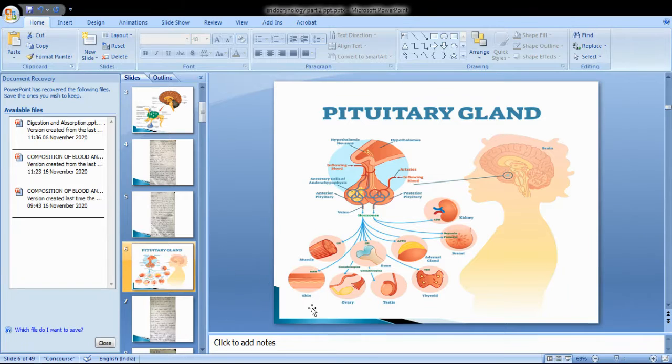See here, I will show you. This is the follicle stimulating hormone. This is the luteinizing hormone, and this is the thyroid stimulating hormone. This is the adrenocorticotropic hormone. This is the antidiuretic hormone. This is the growth hormone. These are the hormones which are important.